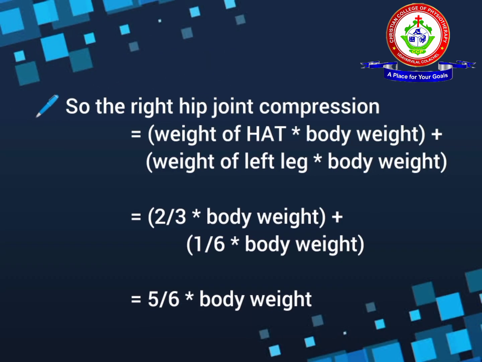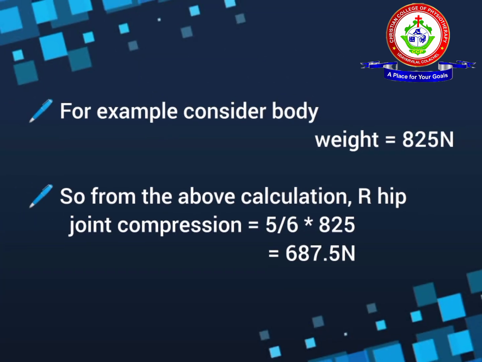So the right hip joint compression can be calculated by weight of the head into body weight plus weight of the left leg into body weight. As a result, we can get 5/6 into body weight. For example, consider a body weight is equal to 825 Newton. By applying formula, we can get 687.5 Newton.